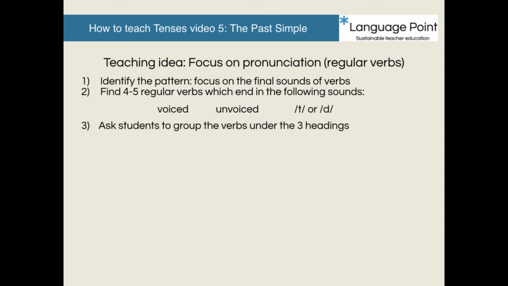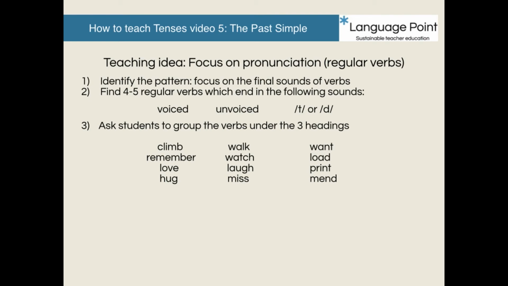And we can simply ask students to group the verbs under 3 headings. So the first set of verbs here has voiced endings. So climb ends in an m sound, which is voiced. Remember ends in an r sound, which is a vowel. All vowels are voiced, so it must be voiced. Love ends in a v sound, therefore voiced. And hug ends in a g sound, voiced. So we use our voice to produce all of those sounds at the end of the verbs.